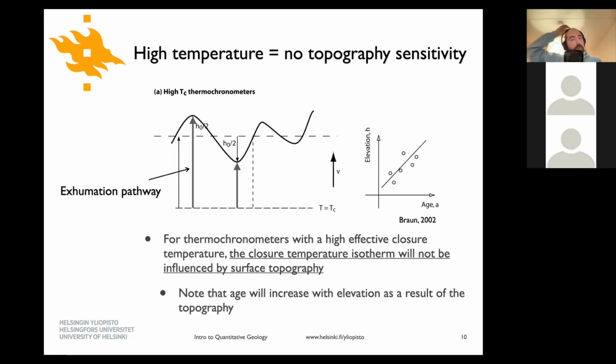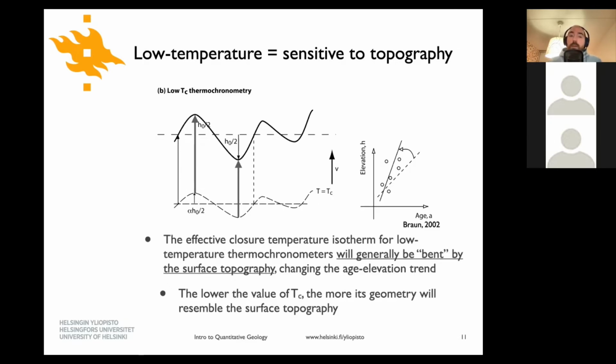And yeah, there is kind of no topography sensitivity here. Well, that's not quite exactly accurate. There is still a relationship between elevation and the ages, but things get different when you start looking at low temperature thermochronometers. So like we saw in that cartoon at the beginning, when we move closer to the Earth's surface, these lines of constant temperature, so for instance, your closure temperature isotherms, will be affected by the surface topography.